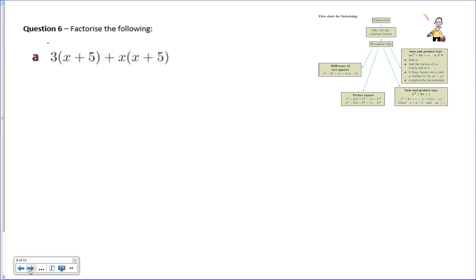Question 6, factorise the following. Is there any common factor? Yes, there is. There is this part here that are in each term. So I'm going to take that out as a common factor. So x plus 5. And the first term here, I'm left with a 3. Second term here, I'm left with an x. So that becomes now factorised.